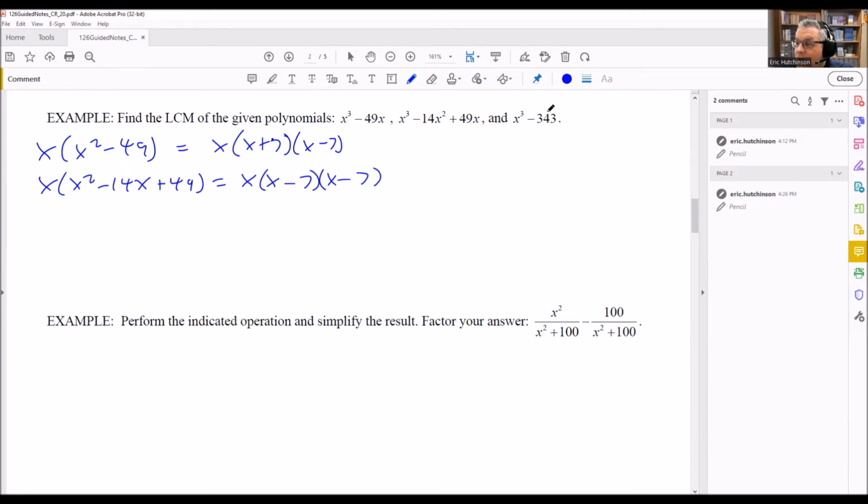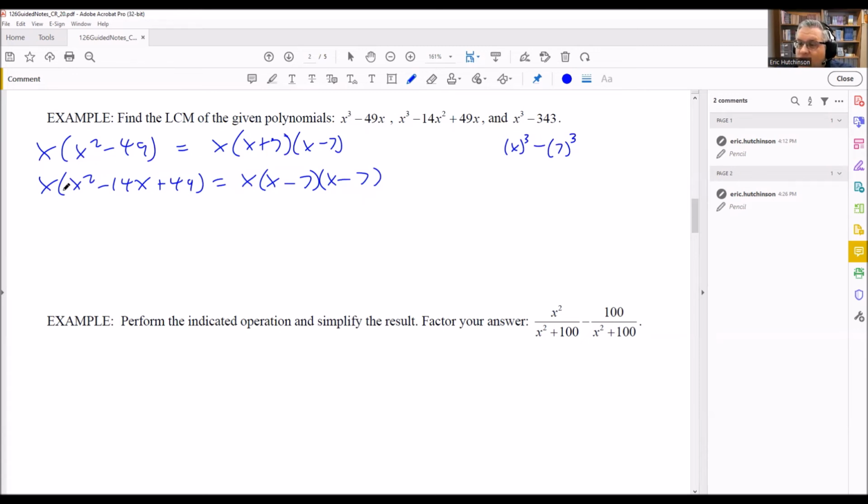Now this last one is going to be a difference of cubes. For this, we can write it as x cubed, and 343 can be written as 7 cubed. If you're not sure what number that is, you can just take the cube root of it. If you take the cube root of 343, it gives you 7. So that's how you know what that's going to be.